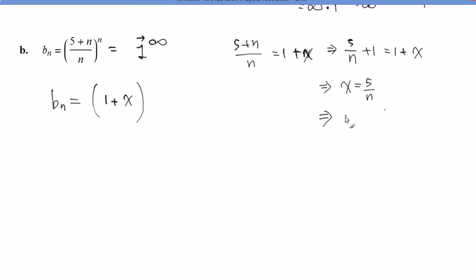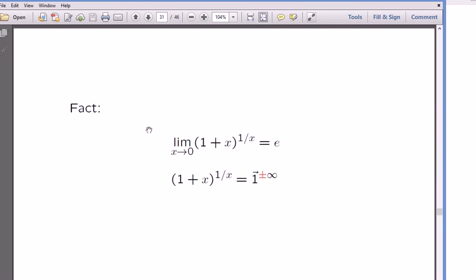Here. That's the connection, right? What is n? 5 over x, so you can replace that with the 5 over x. Now everything is in terms of x. We know what happened to this guy. 1 plus x raised to 1 over x in a reciprocal power like that, and they approach e.